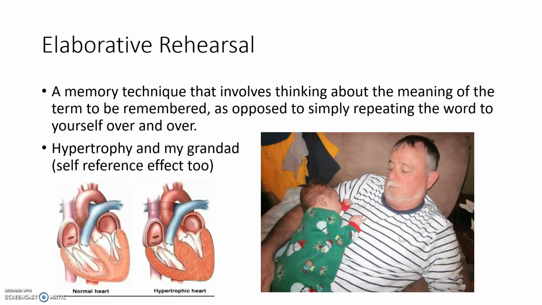Whereas elaborative rehearsal is something that is more ideal. So it's a memory technique that involves thinking about the meaning of a term to be remembered, as opposed to simply repeating the word to yourself over and over. So, hypertrophy and my granddad, which also refers to the self-reference effect. So if you think of something that is relevant to your life and relate it to what you're learning, you're more likely to remember it.